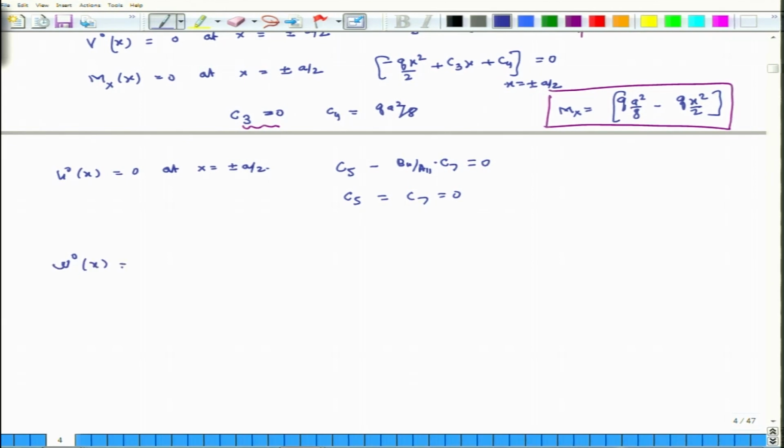And then when we implement the conditions on W, which is W naught is equal to 0 at x is equal to plus minus a over 2, we can calculate the value of C8 and C6. So, C6 comes out to be B11 Q A square by 12 D11, and C8 it works out to be 5 over 384 minus B11 over 96 A11 D11, okay.